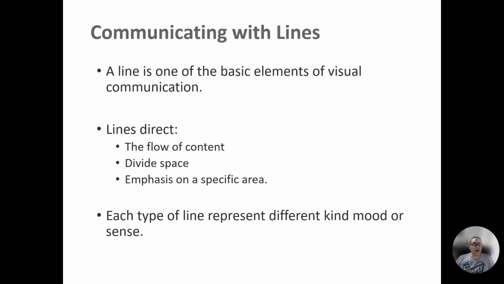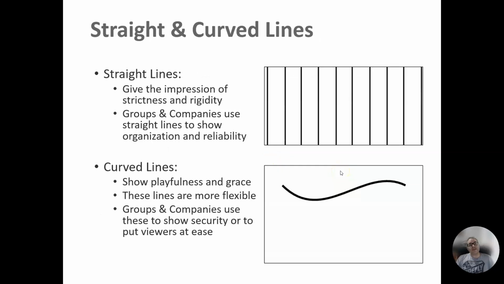Lines direct the flow of content, divide space, and provide emphasis on specific areas. Each type of line represents different kinds of moods or senses. Depending on the weight or how the line is built, it could help emphasize what things are happening and when they're not. For example, straight lines give the impression of strictness and rigidity. We tend to see groups, companies, and people use straight lines to showcase organization and reliability. You tend to see these a lot with governmental facilities, professional organizations, or anything that's traditional, and they're used to create reliability in more ways than one.